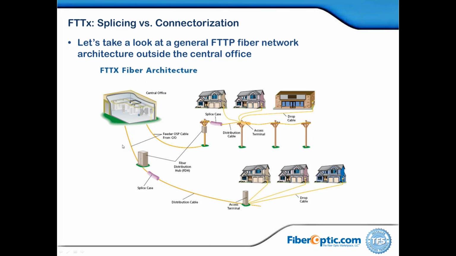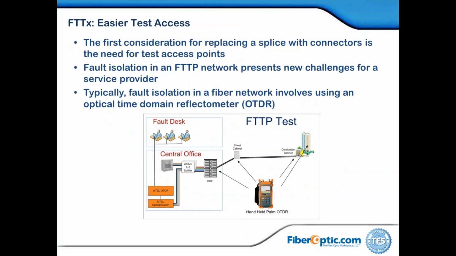A lot of things today, especially in FiOS, tend to be plug and play, allowing for the cost of the connectorization. The first thing to ask is, why would I replace spliced, hardwired connections with connectors? And it's about test points, the fault isolation on the network. Here they say the fault desk and the central office all the way out to a home or a building.